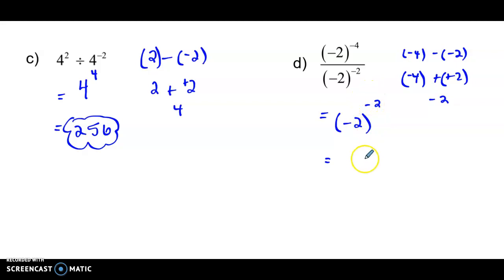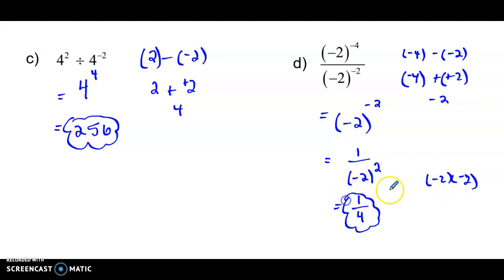So we have a negative exponent, so we need to write the reciprocal. So negative 2 is our base now, but it's in the denominator, and our exponent goes positive. As a single power, 1 over negative 2 squared. Evaluate negative 2 multiplied by negative 2 will give us positive 4. So our final answer is 1/4.